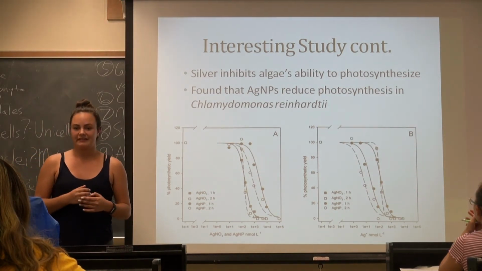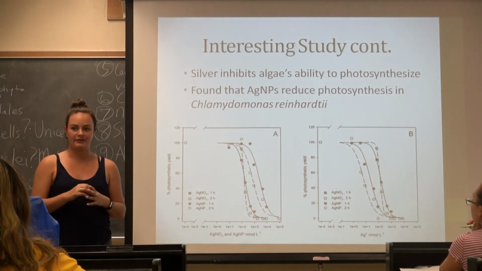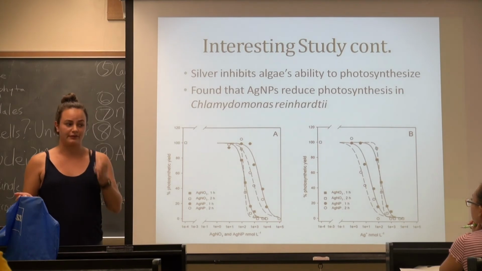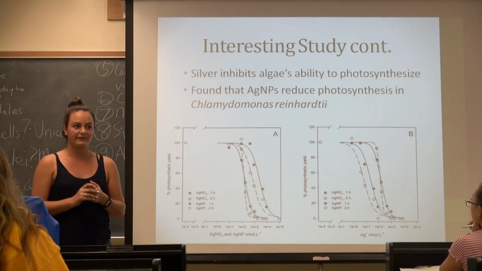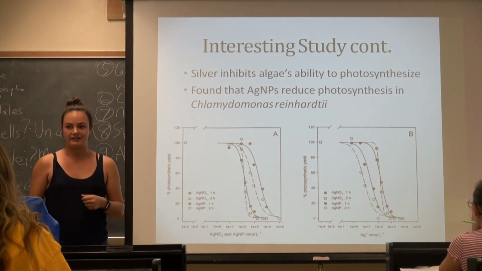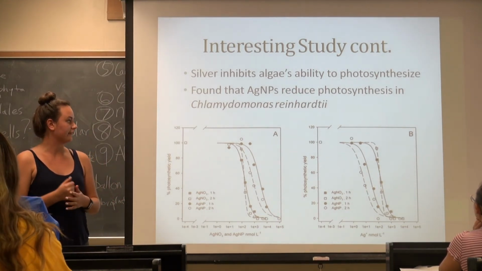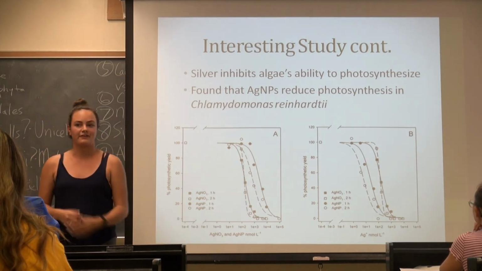But one interesting thing they found is that even if the silver particles were to increase, there's supposed to be more of them, it wouldn't necessarily have a huge effect on the photosynthesis. It's more that there's something else in there that's also affecting the photosynthesis. And they used a freshwater species for this study.